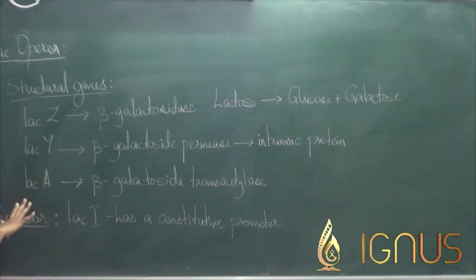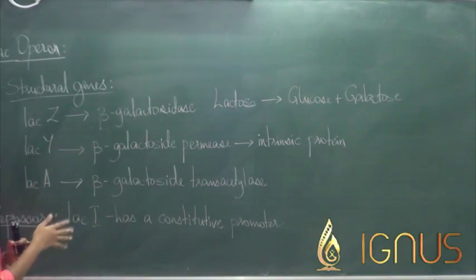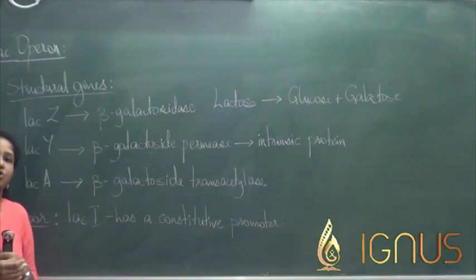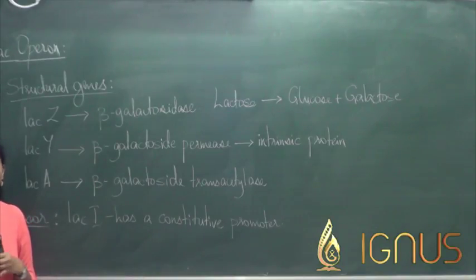In case of the lac operon, it does have a promoter and an operator, and after the operator you have three structural genes. The LAC-Z gene is going to give rise to the enzyme beta galactosidase, and its function is to break down lactose to one molecule of glucose and galactose. Lactose is a disaccharide, and when it is broken down, you end up with one molecule of glucose and one molecule of galactose, and that's its function.